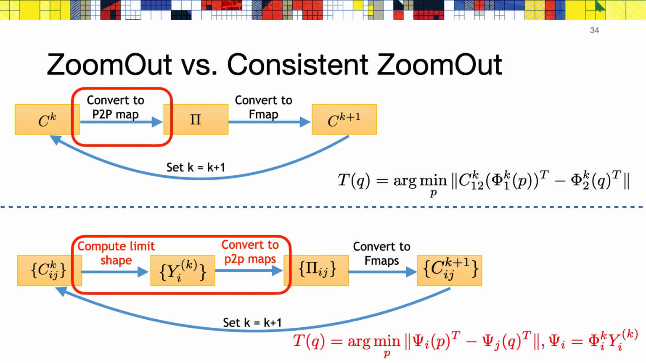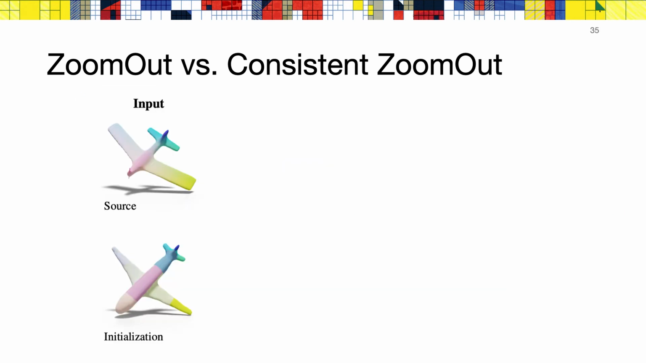On the other hand, in Consistent ZoomOut, we use the Yi to modify the spectral embeddings of Si and Sj at the same time to align with the limit shape basis, and recover the pointwise map by a nearest neighbor search between the new spectral embeddings psi i and psi j. Overall, our pointwise map conversion is less biased and leverages the information of the whole shape collection carried by the limit shape.